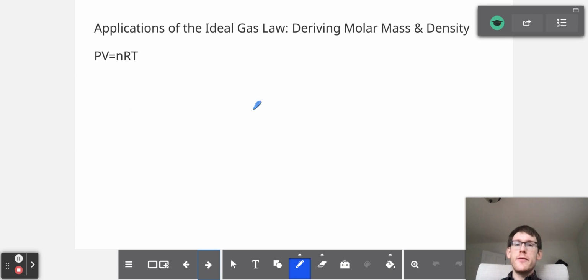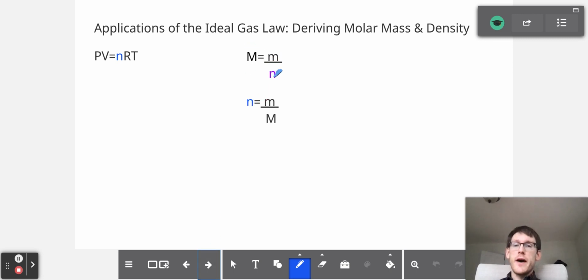Next, we're going to do some derivations involving molar mass and density, again using the ideal gas law. So we know that molar mass is equal to the mass of a substance divided by the number of moles. If we have a lot of a substance, then we're going to have many grams, a lot of mass, and maybe many moles, but that ratio is going to be equal to the molar mass.